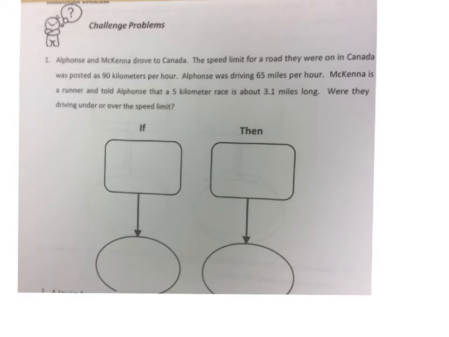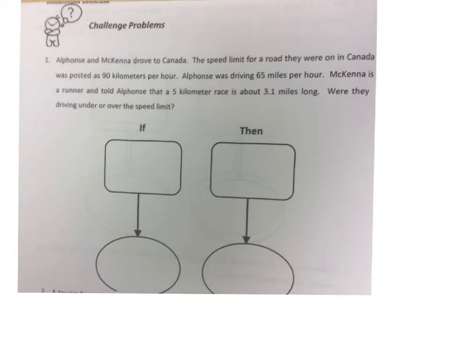Okay, so it says Alfonso and McKenna drove to Canada. The speed limit for a road they were on in Canada was posted at 90 kilometers per hour. Alfonso was driving 65 miles per hour. McKenna is a runner and told Alfonso that a 5-kilometer race is 3.1 miles long. Were they driving over or under the speed limit? This one's a challenge question because there's a lot of numbers thrown at us and we have to know which one is the important one to work with.